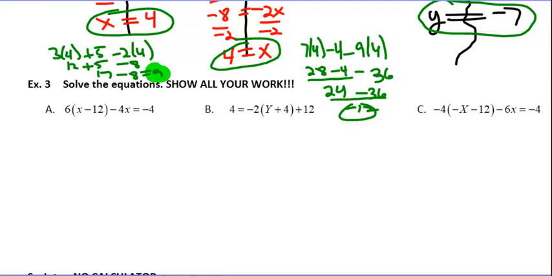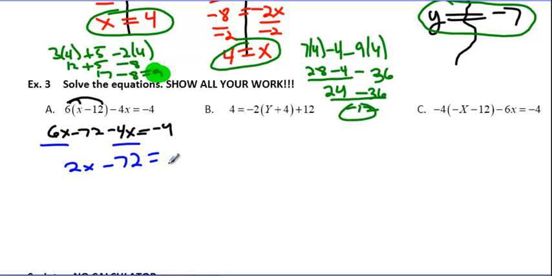You'll notice now we have parentheses in the problem. And like we said yesterday, if we have parentheses in the problem, the first thing we want to do is distribute. Okay? So in distributing, I end up with 6x minus 72. None of the other stuff is going to change. So negative 4x is equal to negative 4. I'm just dropping that down. Now we move into what we were doing today, which is collecting like terms. So that's 2x minus 72 is equal to negative 4.